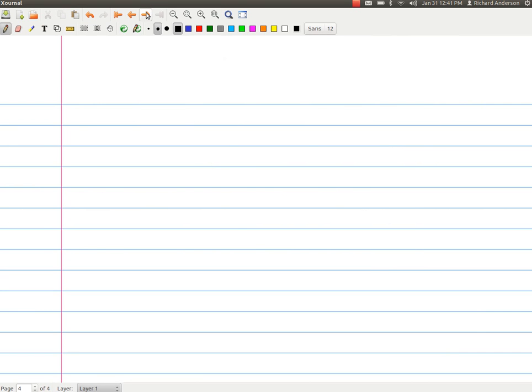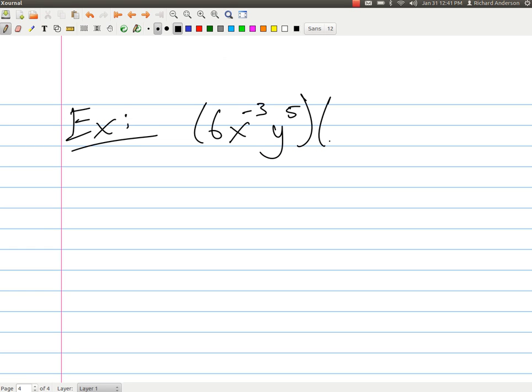All right, we need to go ahead and talk about a few more of these. For example, if I have 6x to the negative 3, y to the 5th power, and then I multiply that by negative 7x squared, y to the negative 9th power.